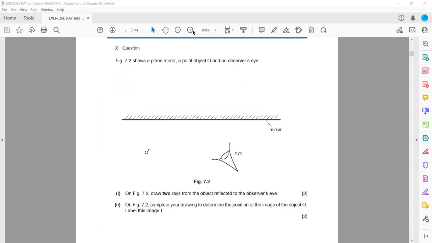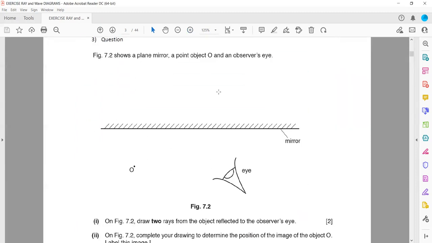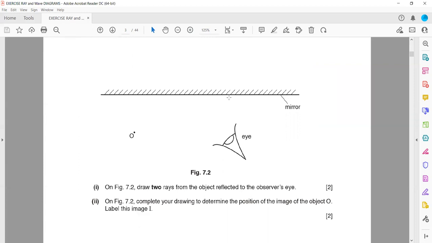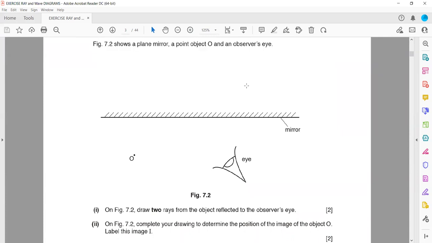In question 3, figure 7.2 shows a plane mirror. An object is there, and an observer's eye. On the figure, draw two rays from the object which are reflected to the observer's eye, and then complete the drawing to locate the position. Again, a similar idea: the two light rays from the object strike the surface and follow the law of reflection.